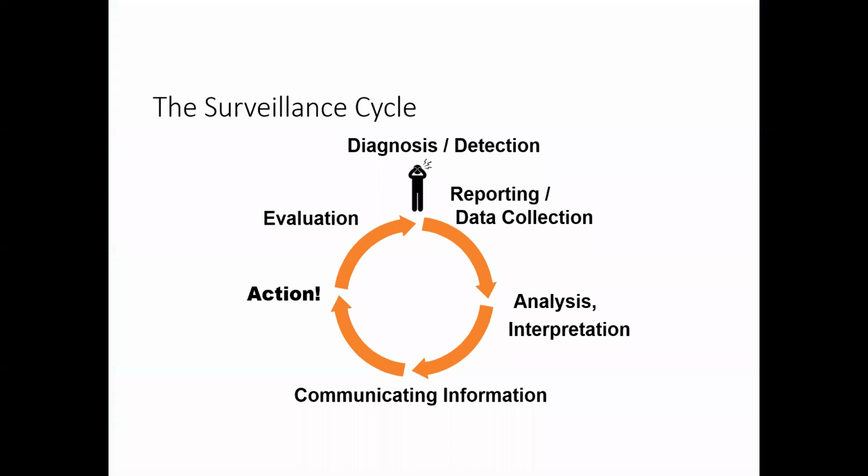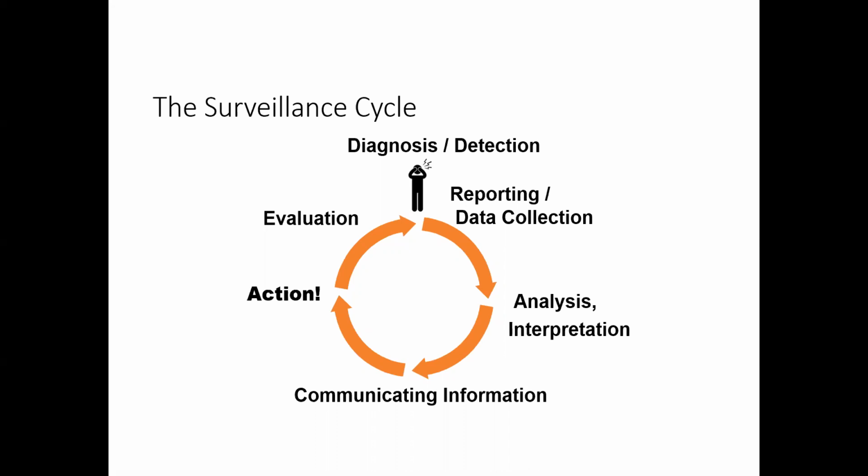So if you look at this whole process, as I mentioned from the definition, it is more like a cycle. This is what we call the surveillance cycle. For a surveillance cycle, what is the first step? We need to diagnose or detect whatever condition or health event we are looking into.